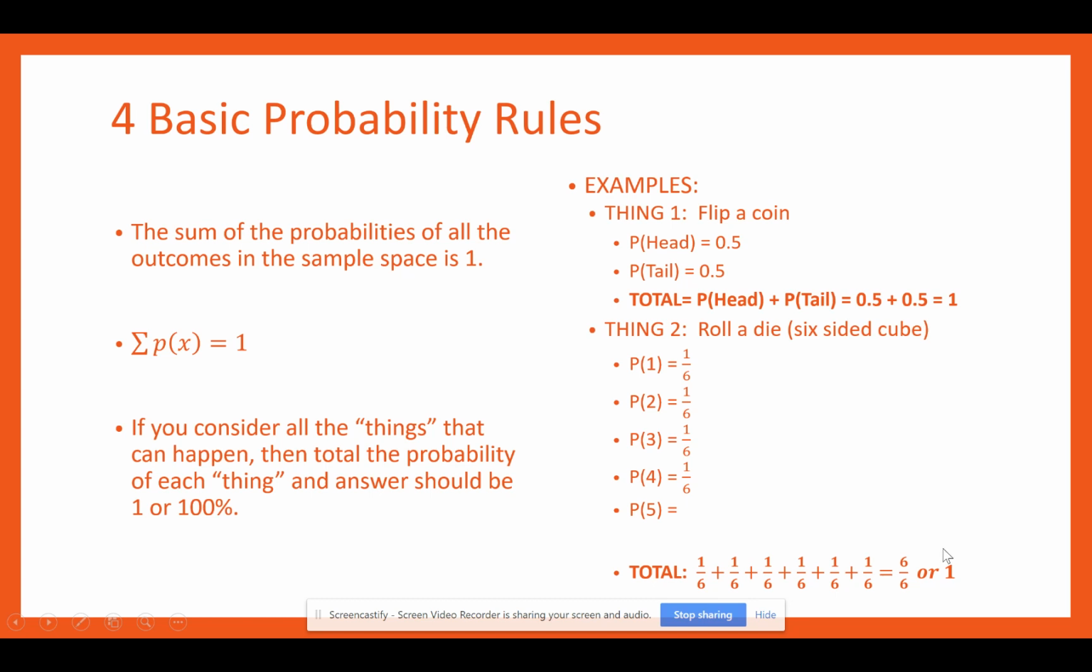Okay, so it's important that you remember the 4 rules. All probabilities are between 0 and 1. Probability of 0 means no way, no how is the event happening. It's impossible. Probability of 1 means the event is definitely, without a doubt, going to occur. And finally, the sum of the probabilities of all the different things that can happen is 1.